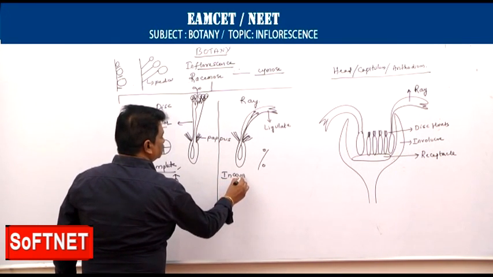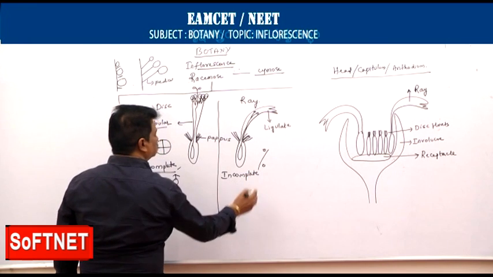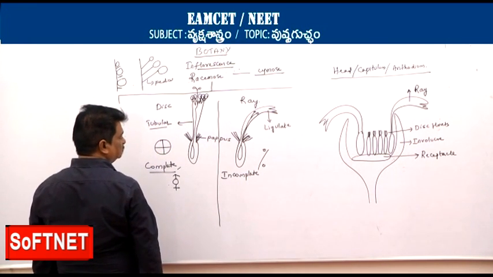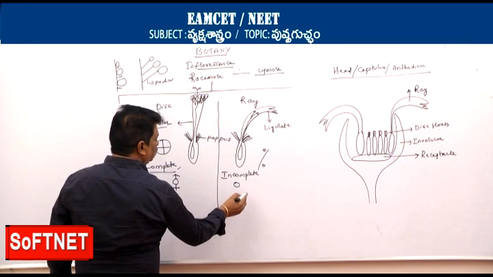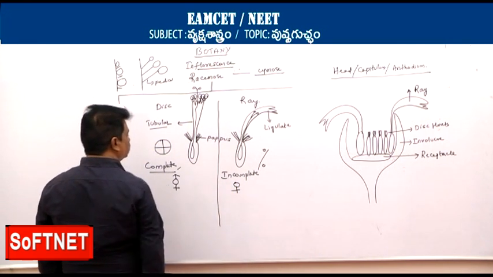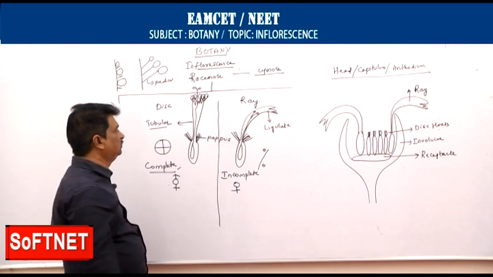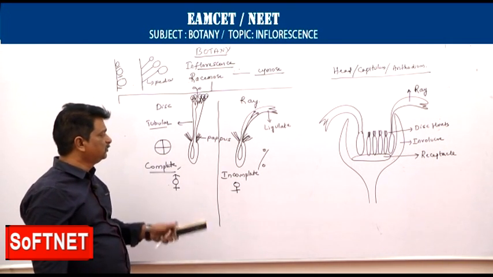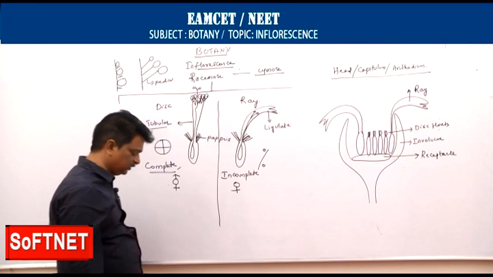Ray florets, androecium is absent. So it is an incomplete flower. And in ray florets, only gynoecium is present. So ray florets are called female. So these are the differences between disc and ray florets.